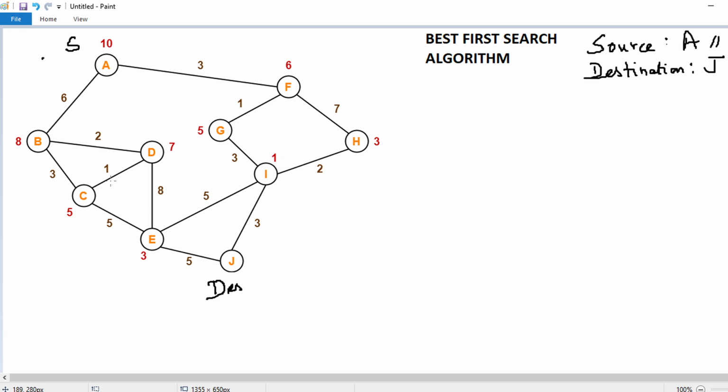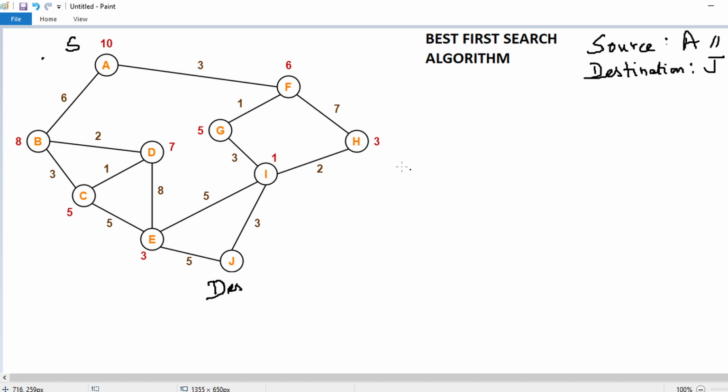Okay, so these values are the costs of the edges. They are marked near the edges. The ones given in red are heuristic values. So as we discussed, best first uses only the heuristic value alone. It will not consider the edge cost to calculate the path when it is searching from A to J.